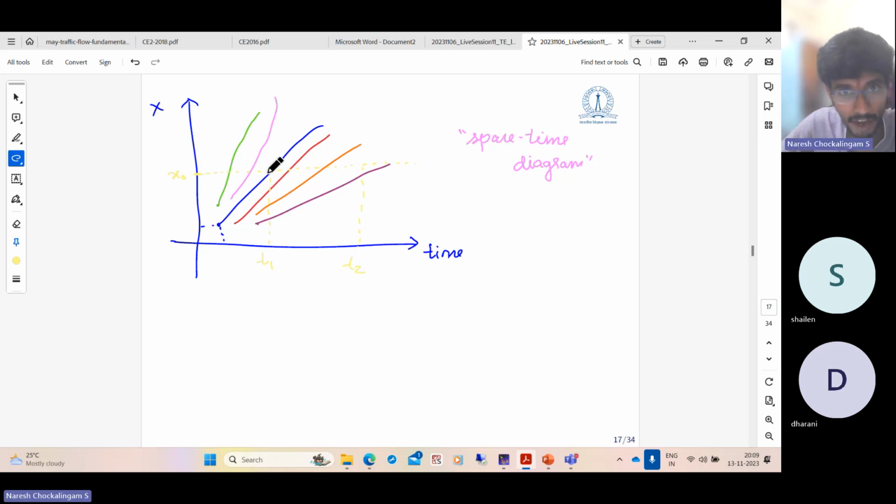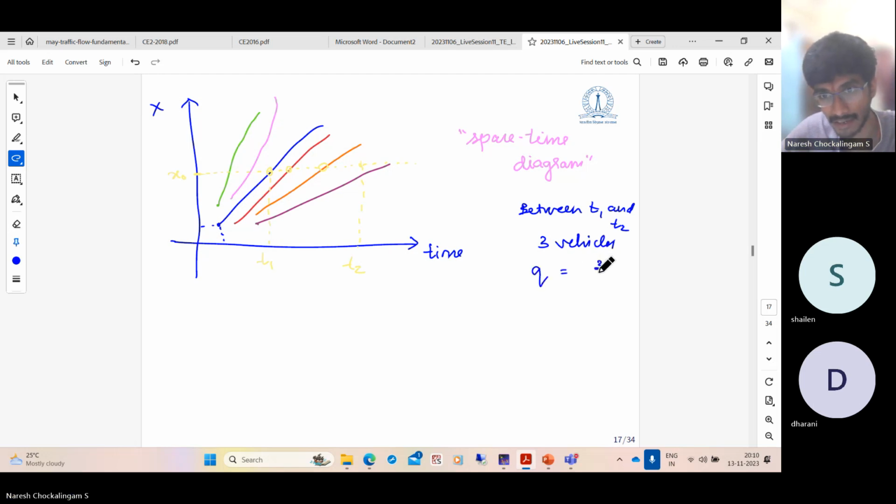Now, at this point, how many vehicles are going between? How many vehicles are recorded passing through the point x0 from t1 to t2? So there is 1, there is 2, 3, and that's all. So between t1 and t2, three vehicles have passed. So the flow rate is 3 by t2 minus t1. So this is the flow rate in this interval measured at the point x.